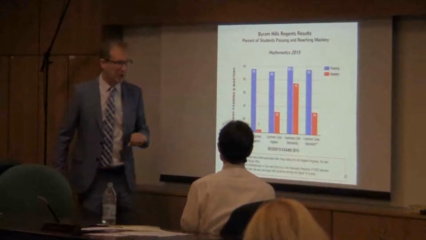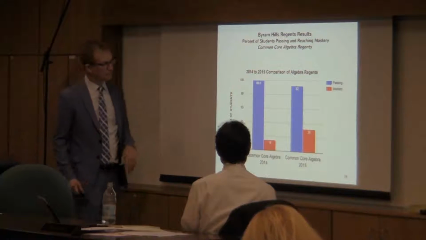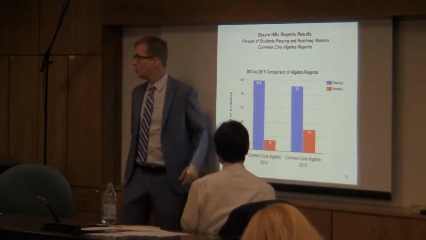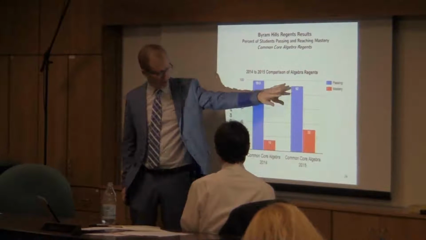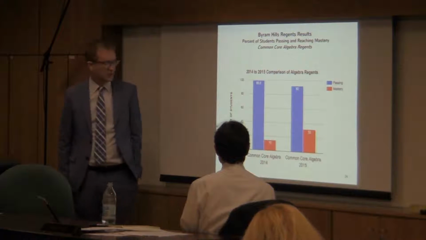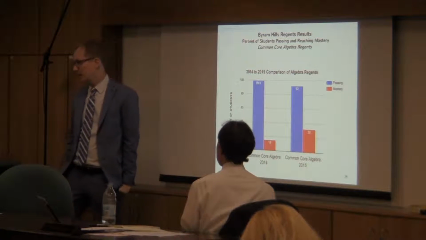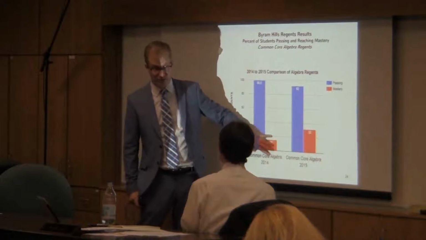I'll show you something on the Common Core algebra test, which is some more data. So these are our 2 administrations of the Common Core algebra Regents. Passing rate, a little bit down, but in the ballpark there. You saw us double the mastery rate from 15% to 32% in the mastery of that. So this wasn't typical. This was the first administration.